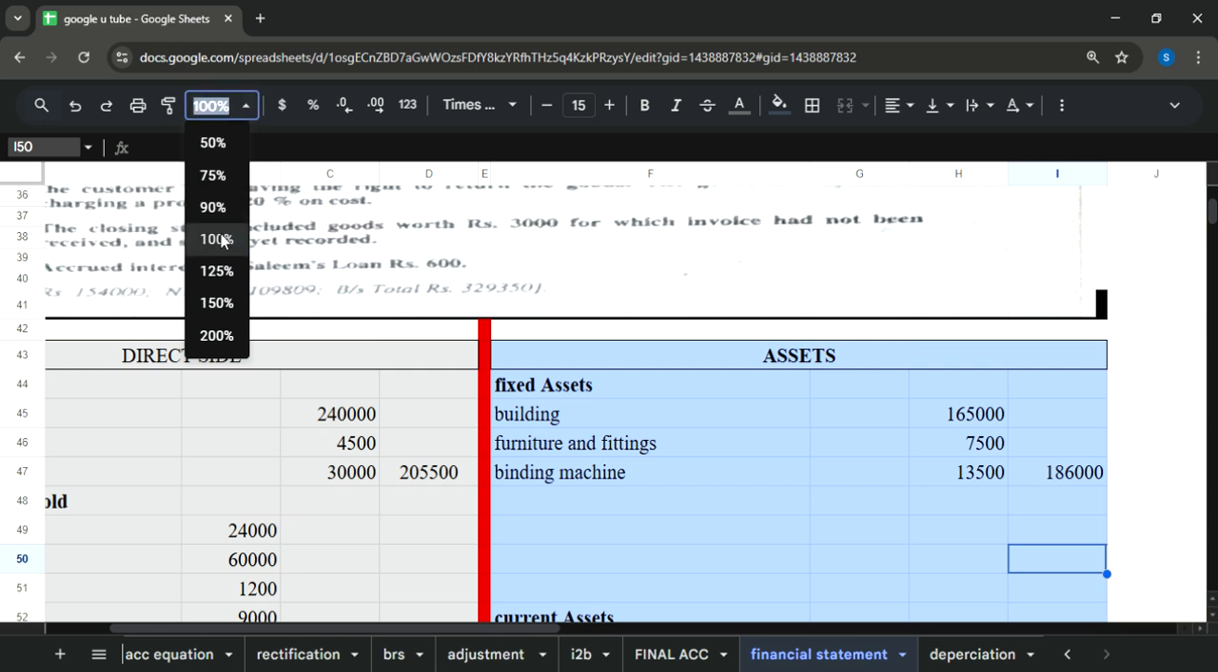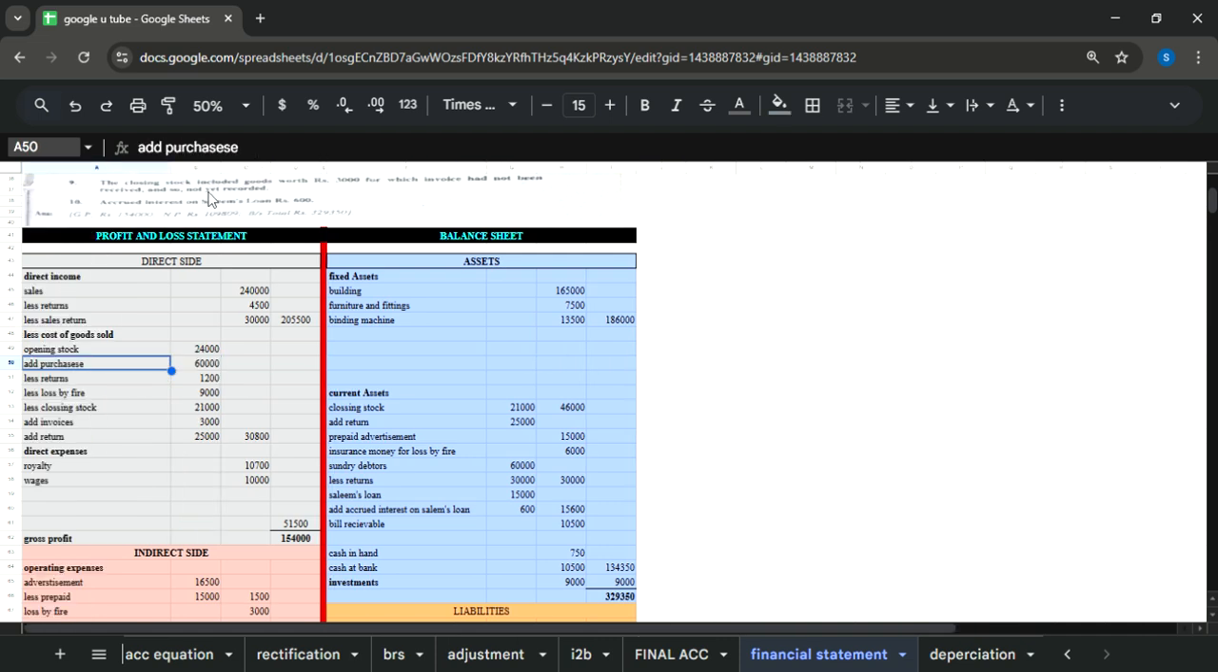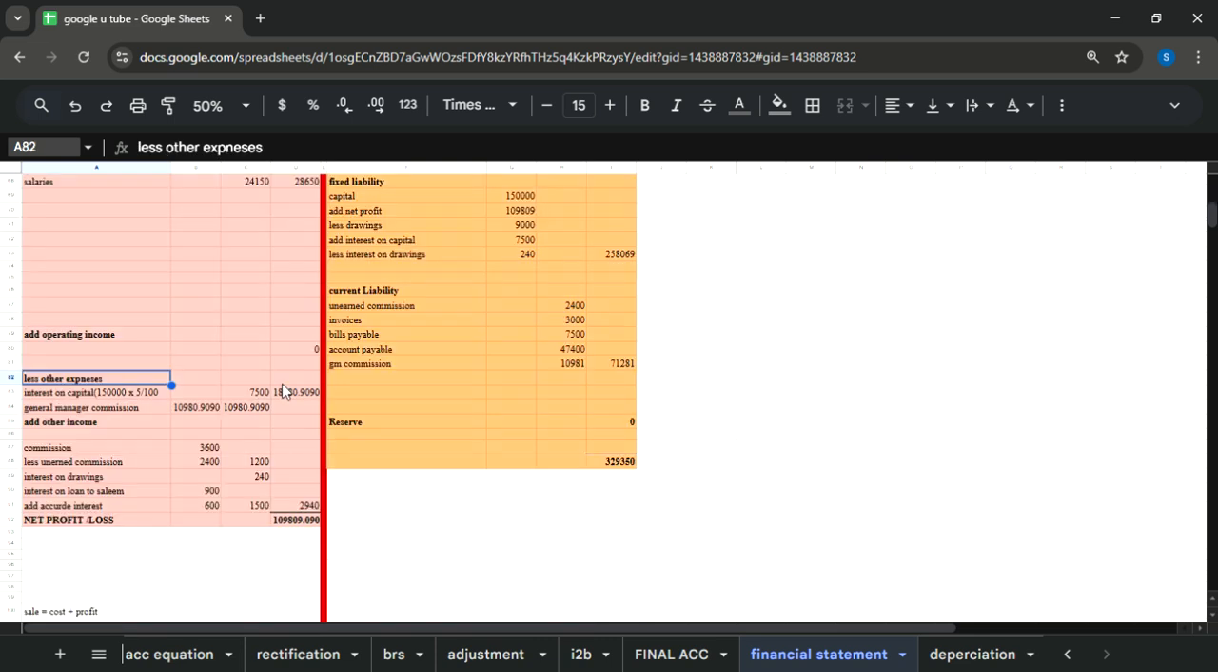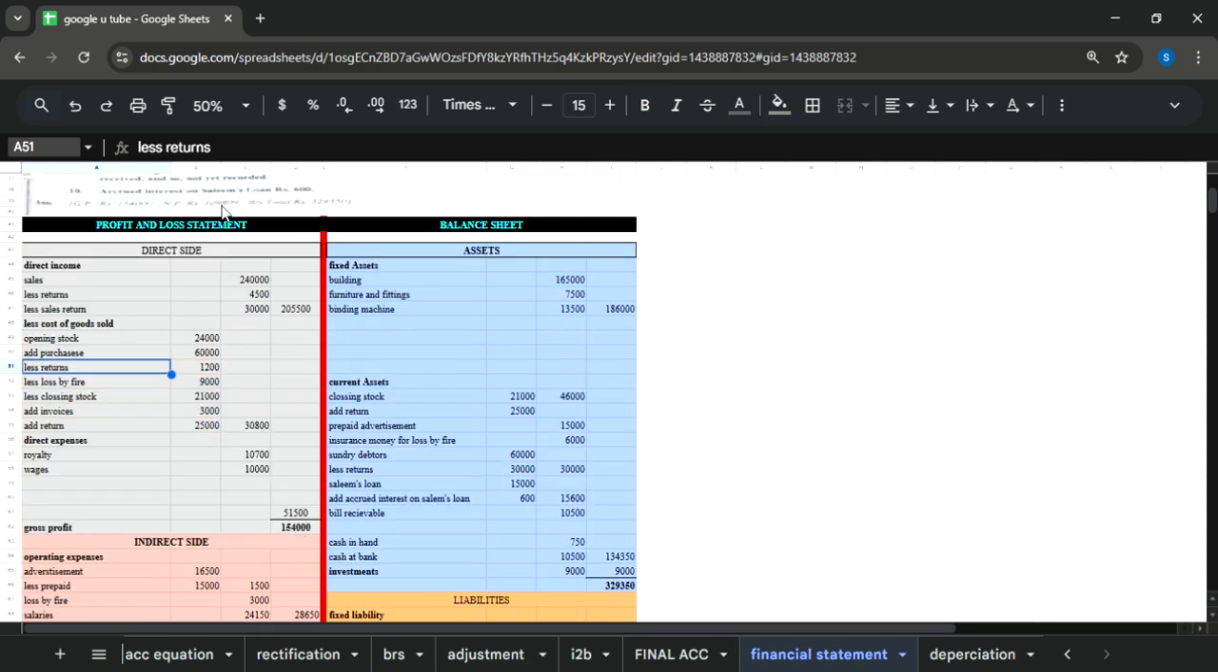You can see that all four answers, without any editing, without any delay, we have calculated. Not only calculated, but they absolutely match the answers given in the book. Here it was the first side where gross profit was calculated 154, though I have zoomed out to 50%, it is visible 154,000. And then we have calculated our net profit 109809. Here we have 109809. Then balance sheet 329350.